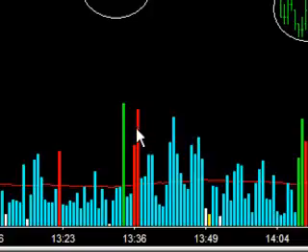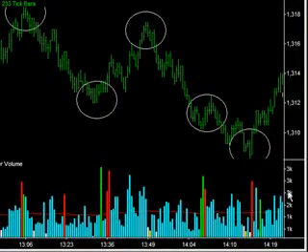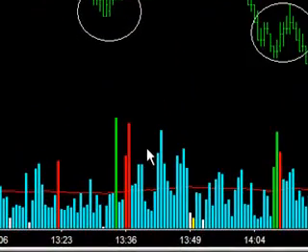Sometimes you get bars that are both climax bars and high churn bars, and there's actually none of these in this frame here, but when they do occur, and they're fairly rare, I paint them magenta using this particular indicator.